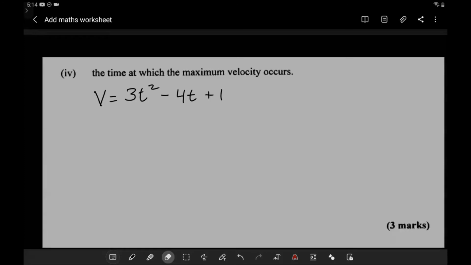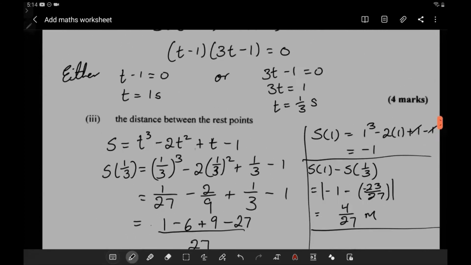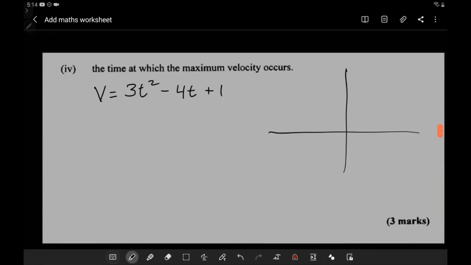Okay, so part 4 asks for the time at which the maximum velocity occurs. Now, if you look at the velocity equation, there's no maximum for this graph because this graph goes without bound. However, the question may have a typo, because if it was minimum, if you were to plot this graph, you would notice our roots were at 1 and a third. So we have a root here at a third and 1 at 1. So this is a third, this is 1, and the minimum occurs somewhere around 2/3.